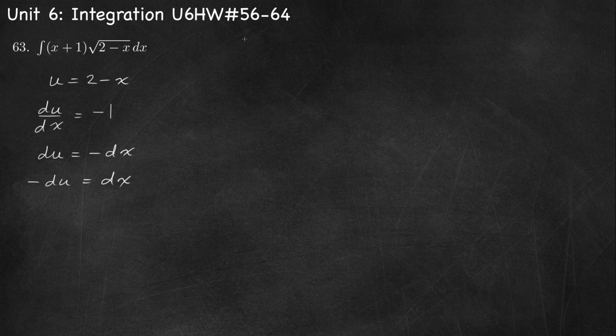So when we make our substitutions, we have x plus 1. The square root of 2 minus x becomes the square root of u. And then dx becomes negative du. So the negative just means we're multiplying by -1, and I can bring that outside of my integral.